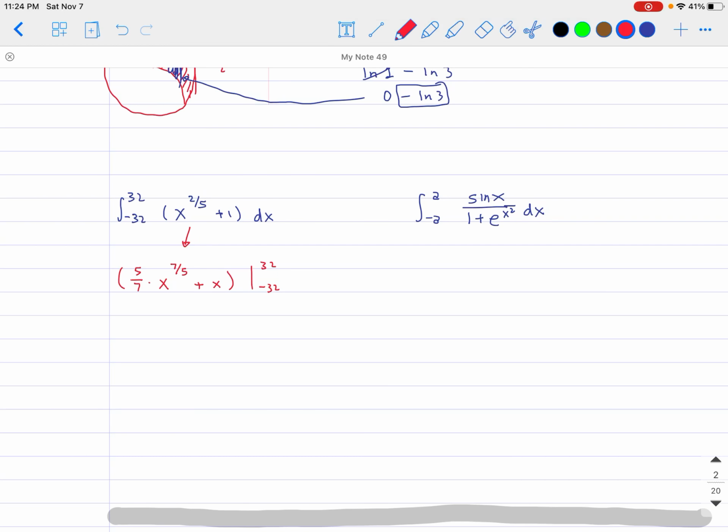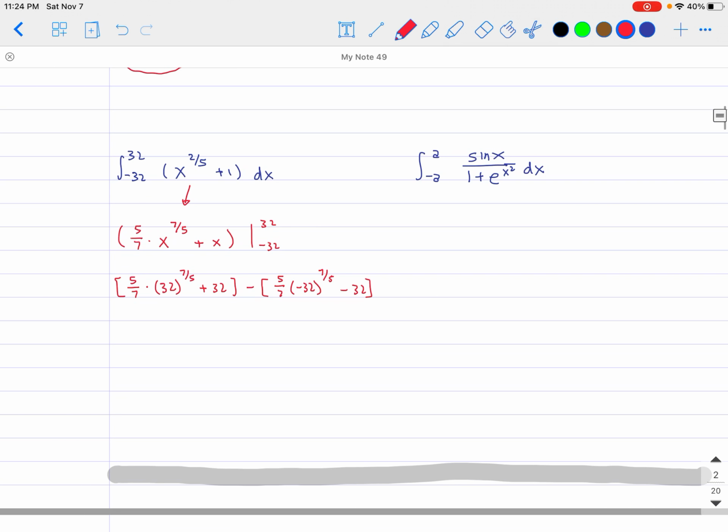Well, if we were to plug everything in, then the upper bound will give me the following. 5/7 multiplied by 32 raised to the power of 7/5 and then plus 32. That's the upper bound. Minus the lower bound, which is going to be 5/7 multiplied by -32 raised to the power of 7/5 and then minus 32. Okay, a lot of extra algebra right here, but we can definitely deal with it. Let's see if we can clean this up.